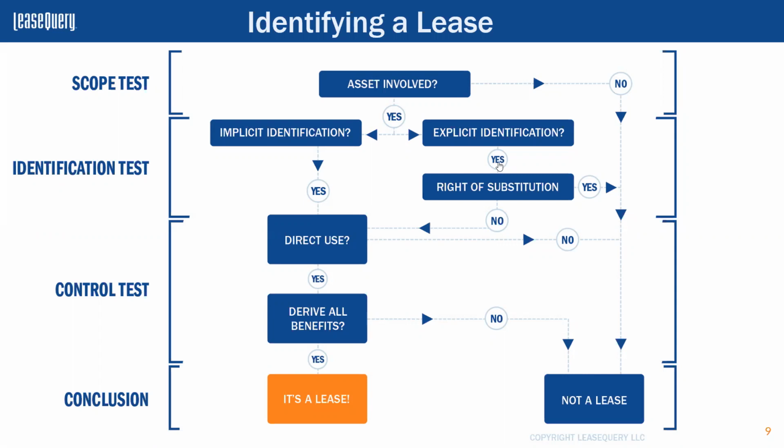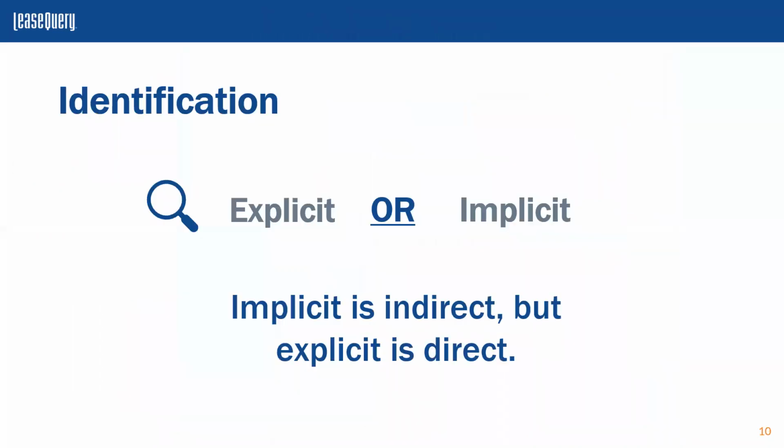So when you take a look at the flowchart here, the first thing is, is an asset involved? You say, yes, there is an asset. It could be a machine, it could be a location, it could be a lot of different things. Now, when you take a look down one level, you have implicit or explicit identification. So let's talk a little bit about that. When you take a look at identification, you have the explicit or the implicit.